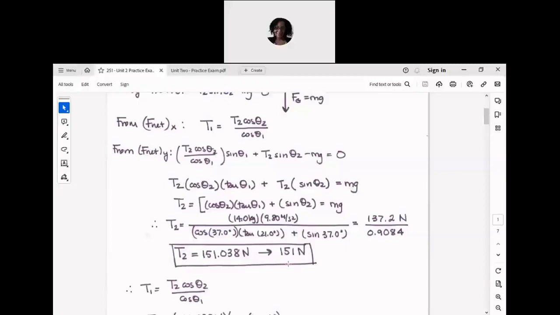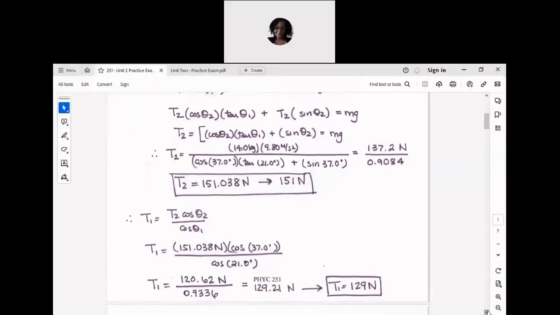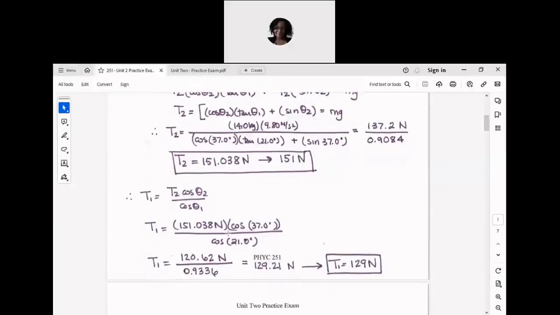By the time you have T2, you have a few different options as to how you can determine what T1's value is. I just went back to T1, the expression that we derived from the net force expression in the x direction. And when I plug that in, I get 129 newtons.